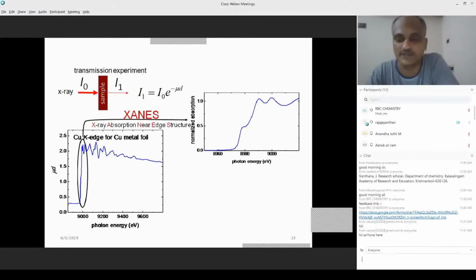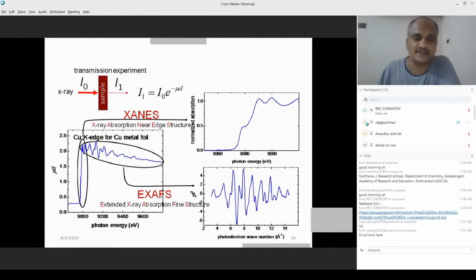But when you are observing after the edge, that is called extended X-ray absorption fine structure, because here photoelectrons are created and this photoelectron will collide with the neighboring atoms, and so a lot of noise signals will be created. So interpreting the EXAFS spectra is a little bit difficult because you have to filter the noise by using filters and you have to apply this technique.